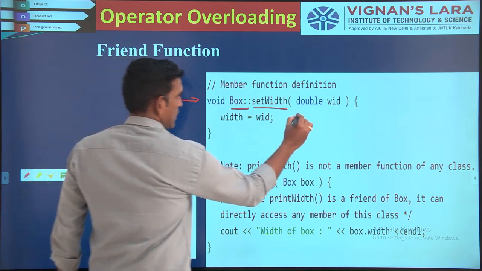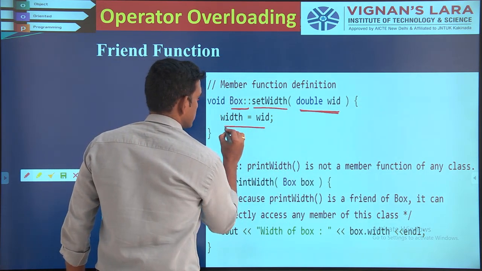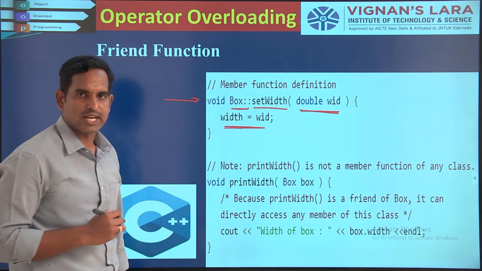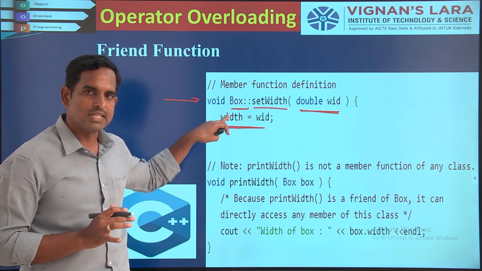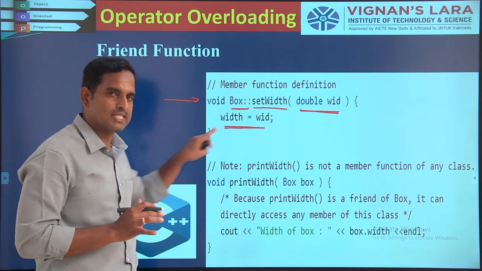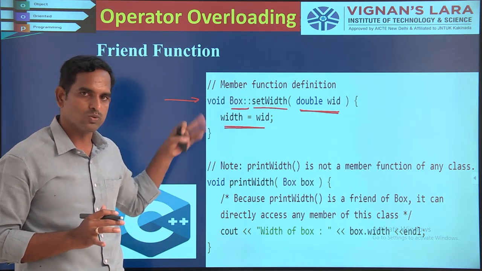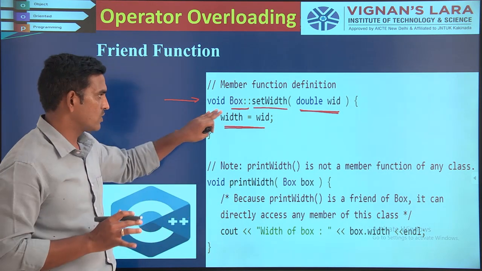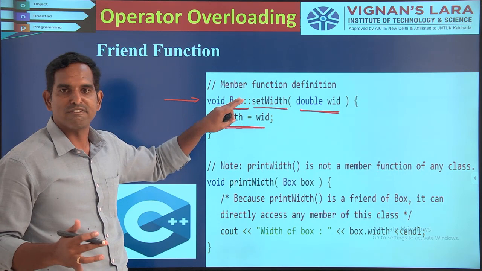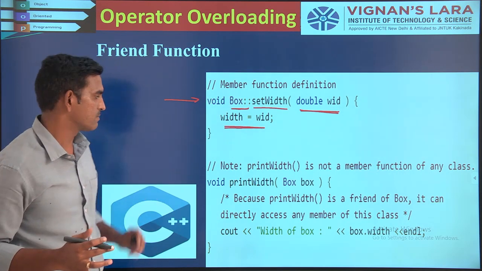So I am using the double width, and I am using this to initialize your width variable. You have one private variable, that is width. You use this setWidth function to initialize your width value to whatever you provide in your object. So if you pass the value 10, your width will become 10. This is how you do your setWidth.